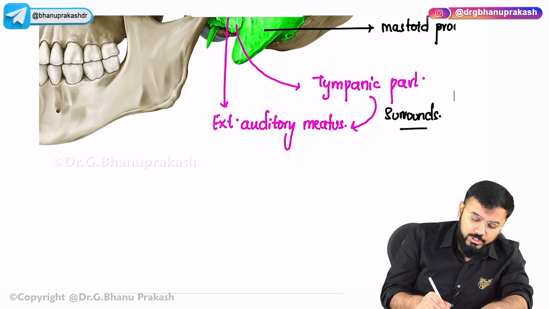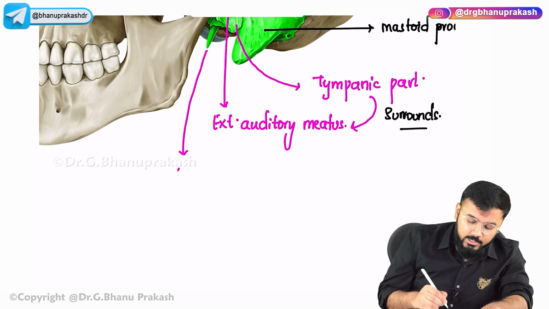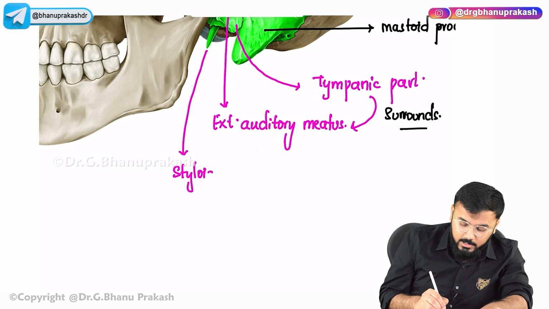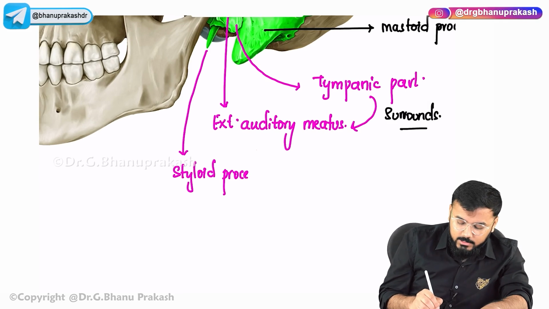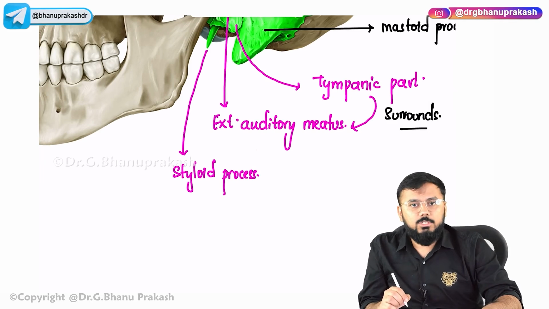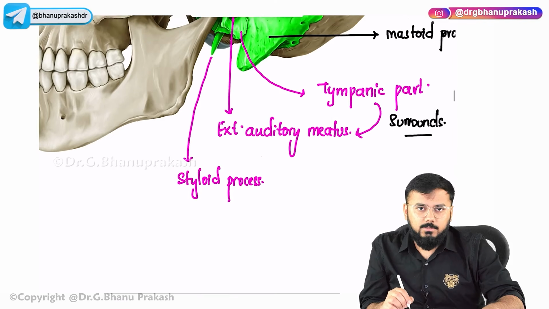Next, down here you have a sharp process like this. This sharp process is called the styloid process. This is your styloid process.